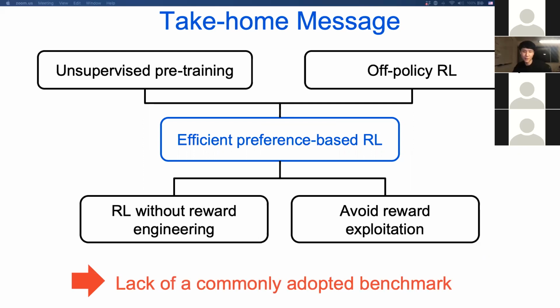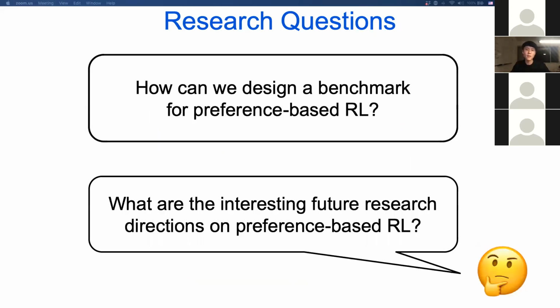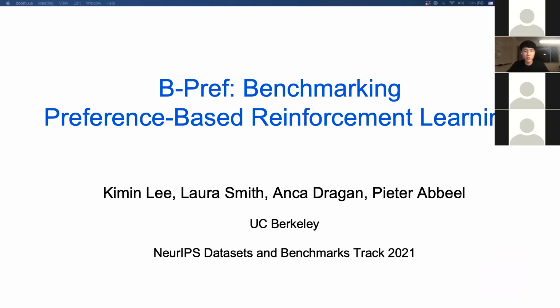When we studied preference-based reinforcement learning, unlike other RL problems, there was no standard benchmark. Because of that, it is a little bit hard to compare algorithms and quantify scientific progress. So we thought about the following research questions. Can we design a proper benchmark for preference-based reinforcement learning? And by benchmarking the existing methods, can we find some interesting future directions? To answer these questions, we propose B-Pref, a benchmark for preference-based reinforcement learning, which is joint work with Laura Smith, Anca Dragan, and Pieter Abbeel.